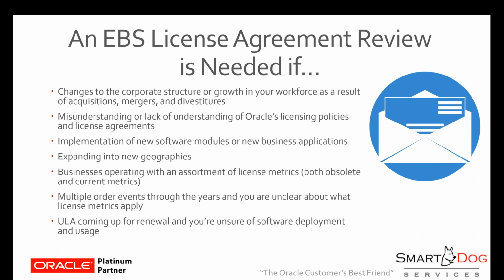Multiple order events through the years, and you're unclear about which license metrics apply. Through the 20-year history that we've outlined for this scope, Oracle has introduced several different licensing models, and the definitions of the metrics have evolved over time. So what do these metrics really mean? Do I really understand what those contracts and license definitions really mean?